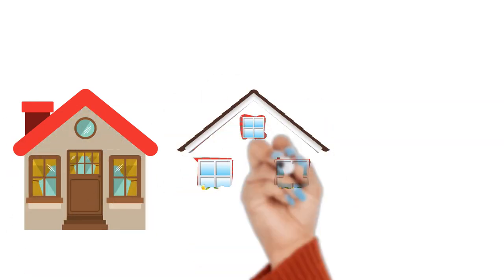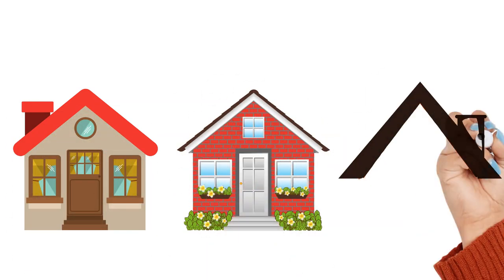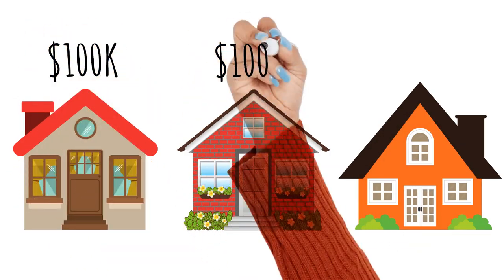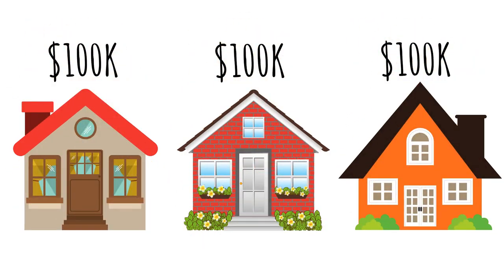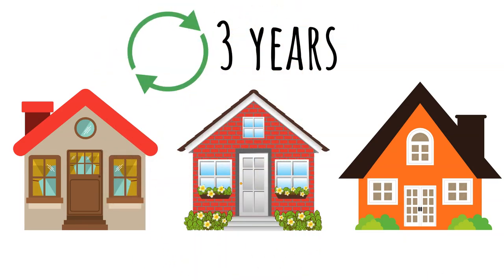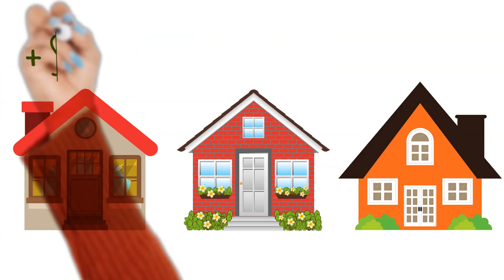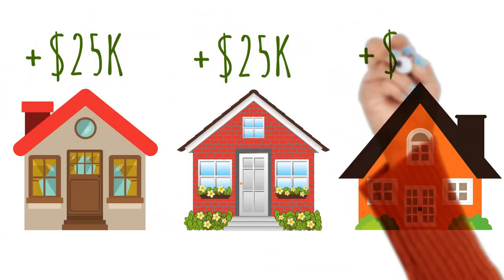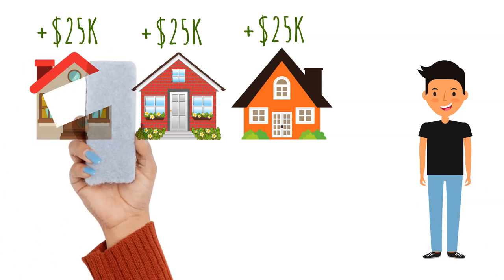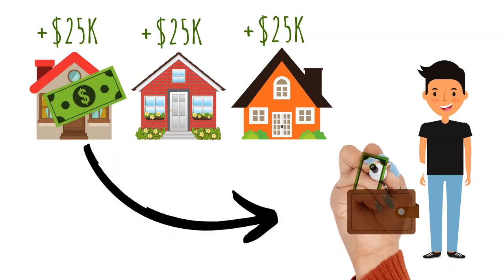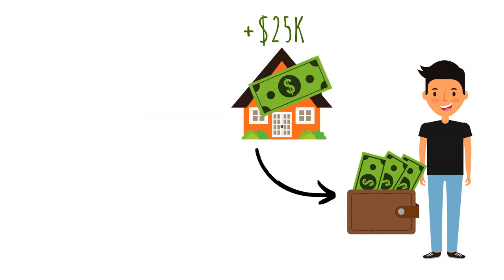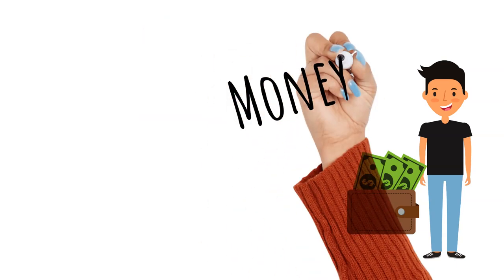So let's say Jack owns 3 properties. And he bought each one for $100,000. After 3 years, each property gains $25,000 in equity. So Jack refinances and takes that $25,000 out of each property, all because he wants to use the money for whatever.